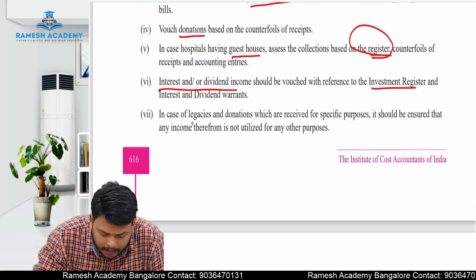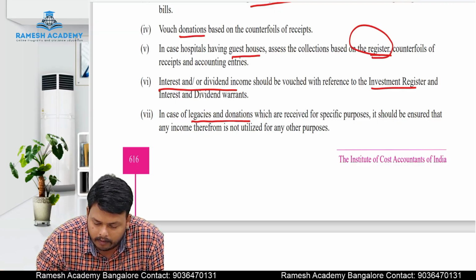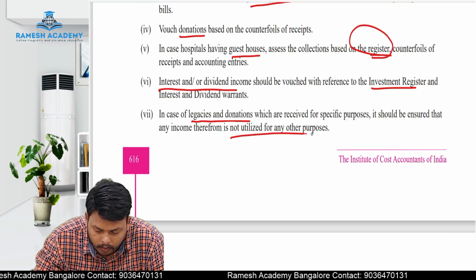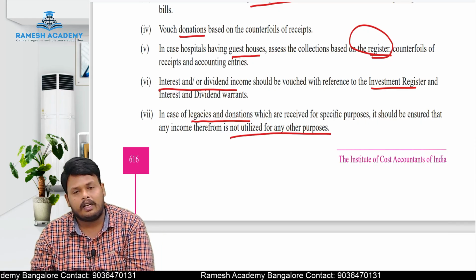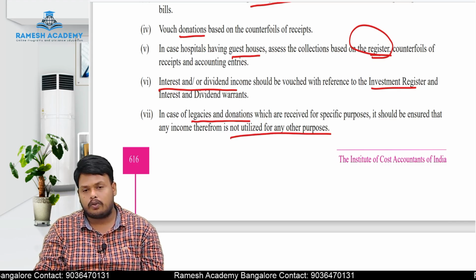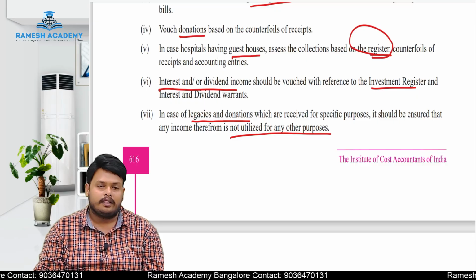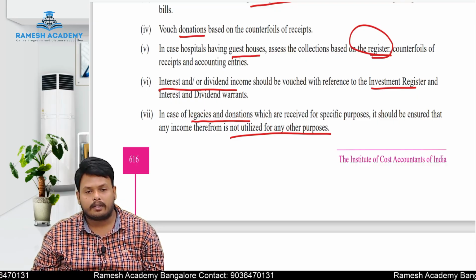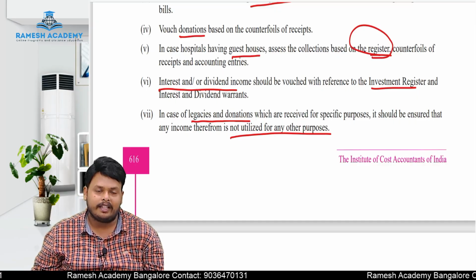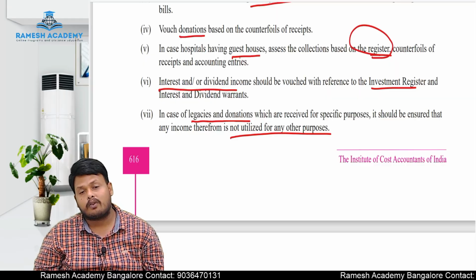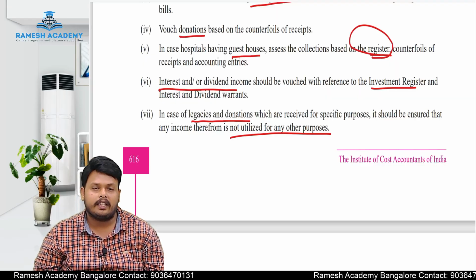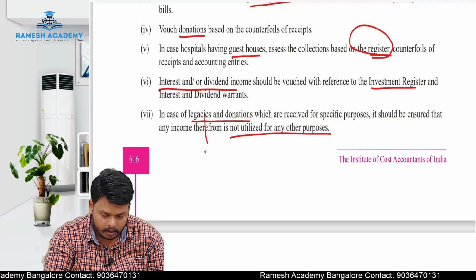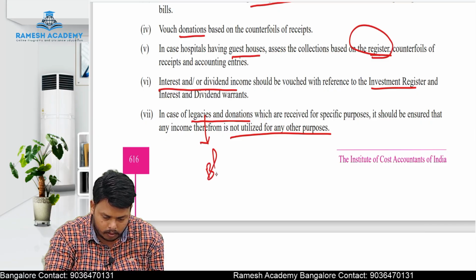In case of legacies and donations which are received for a specific purpose, it should be ensured that any income therefrom is not utilized for any other purposes. Generally, in the case of hospitals, as with educational institutions, legacies and donations will be there. A legacy is nothing but when any person donates money towards an organization for a special purpose. That is called a legacy. That is a capital fund. Generally, these legacies are recorded in the balance sheet.